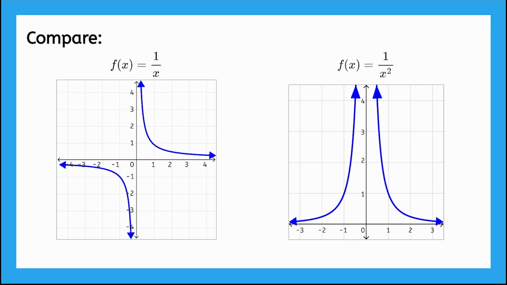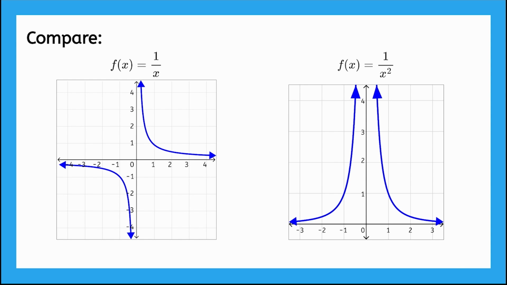Now that we've graphed 1 over x, take a moment to compare it to 1 over x squared, which we graphed in the last lesson. How are these functions similar and different? Why do they each take these shapes? Record your observations and conjectures in your guided notes.